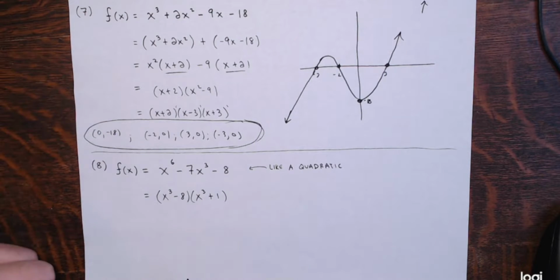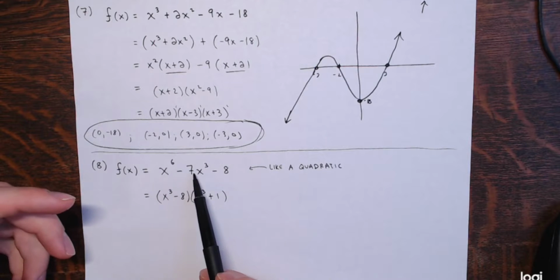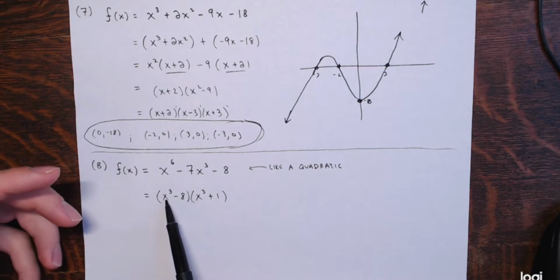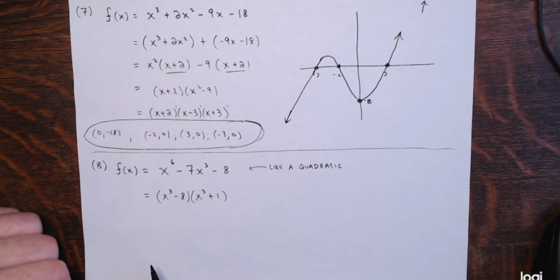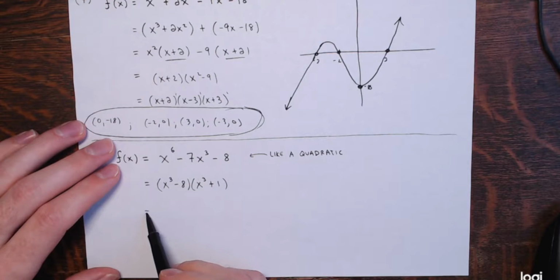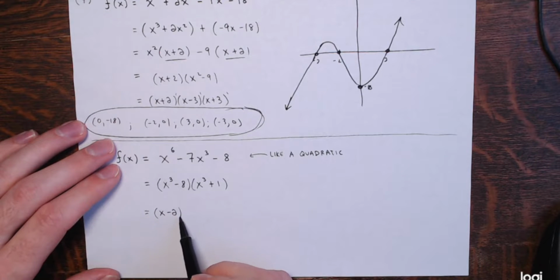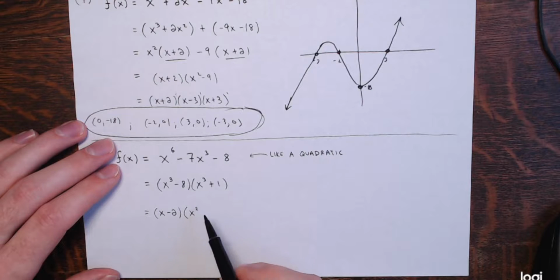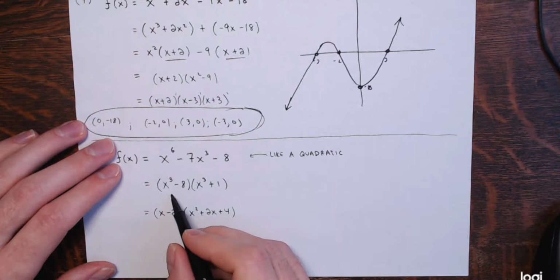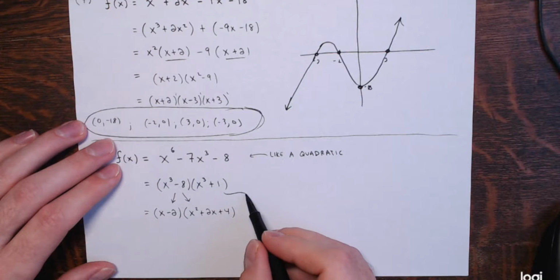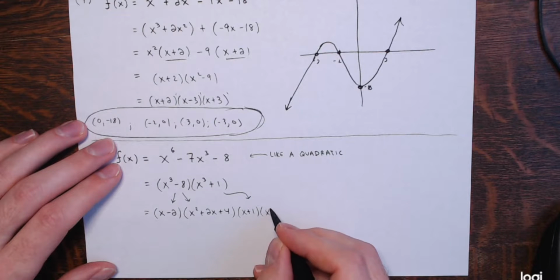Because if this were x squared minus 7x minus 8, it would factor to x minus 8 times x plus 1, but instead of x, you have x cubed. Right? I want a degree 6 polynomial. All right, and then these are actually more factorable. Remember, this is a difference of cubes. This would factor to x minus 2 times x squared plus 2x plus 4. All right, that's that. And then this is a sum of cubes, which would factor to x plus 1 times x squared minus x plus 1.